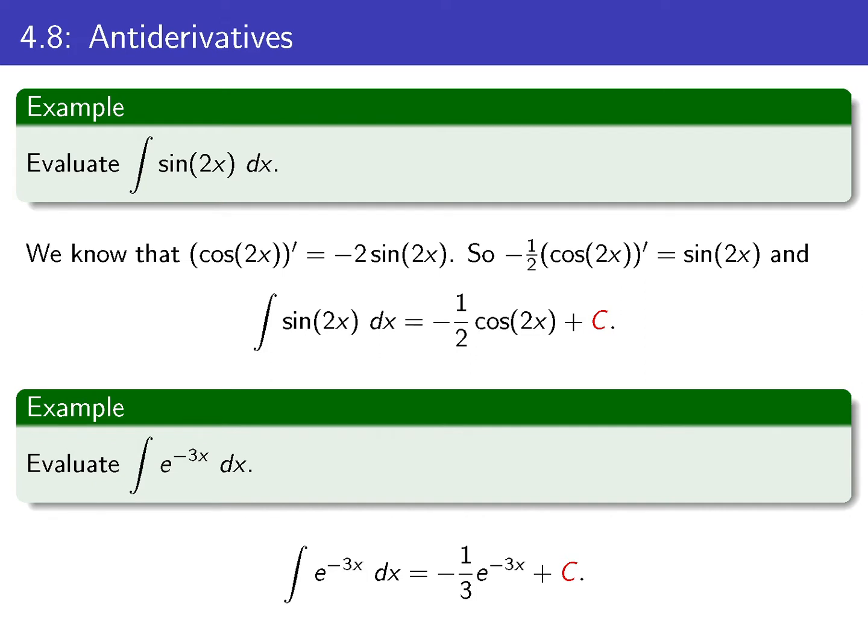Both these examples had a function whose antiderivative we knew, but we plugged in some constant times x. So in order to find their antiderivatives, we were in some sense undoing a chain rule. In the first one we had sine of 2x. In the second one we had e to the minus 3x.